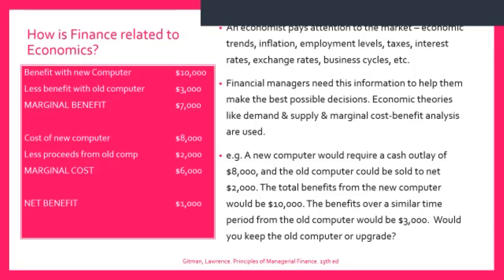Now, should we keep this old computer or should we upgrade? This is where we use the cost benefit analysis. So here we have a table on the left. Benefit with new computer is 10,000. Less benefits with old computer, 3,000. So the marginal benefit is 7,000. Let's look at the cost. The cost of the new computer is 8,000. If we sell the old one, we get 2,000 for it. So the marginal cost is 6,000. What's the net benefit? The net benefit is the marginal benefit minus the marginal cost. The net benefit is $1,000. It's a benefit, not negative. So we should buy the new computer.